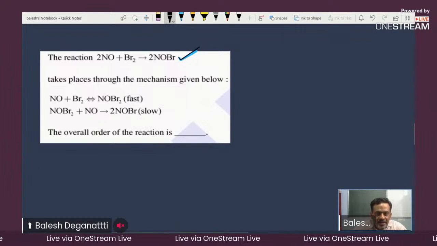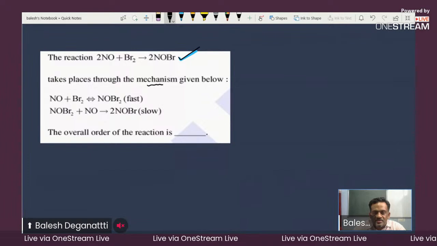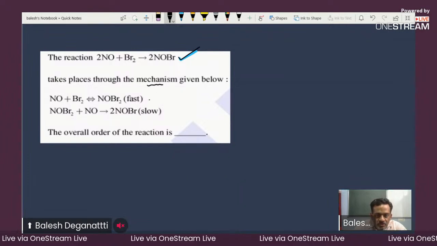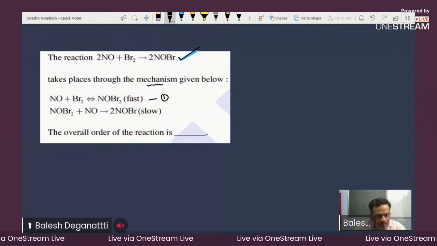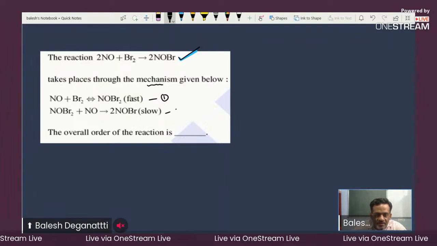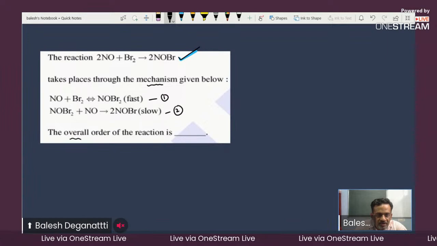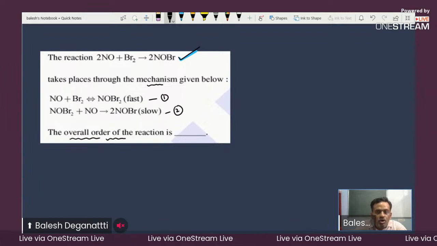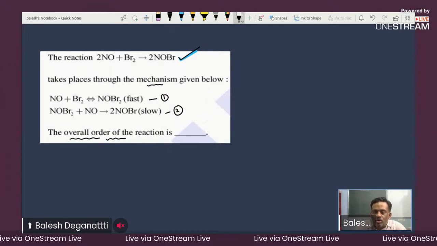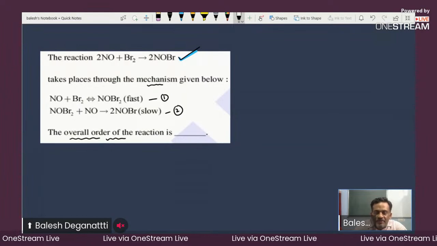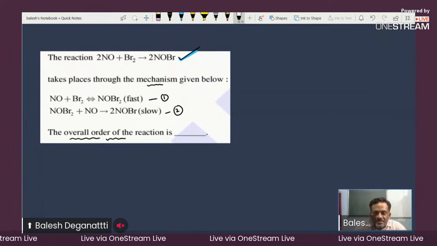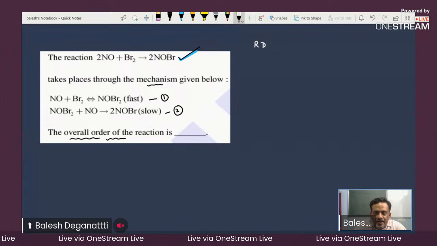This is taking place through the mechanism. Mechanism means in detail sequential steps they are giving. So in the first step, the fast reaction is in equilibrium, and in the second step, that is the slow step, right? What is asked after giving the mechanism? They have asked you overall order. So how do you find overall order generally? You will be finding it by applying the law of mass action to rate determining step.